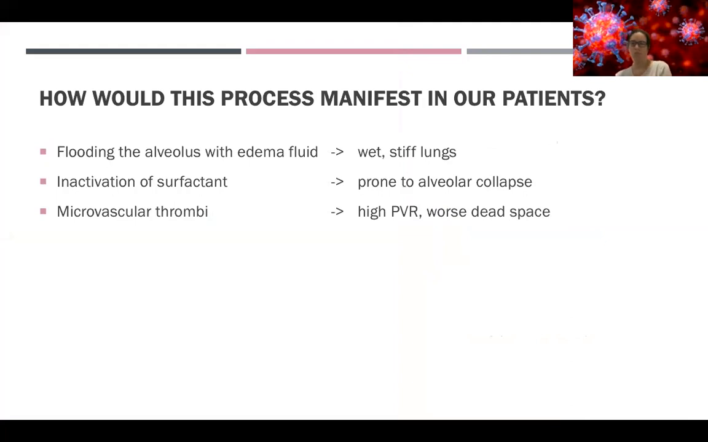So how would this process manifest in our patients? What would we see? Well, flooding of the alveolus with fluid would lead to wet and stiff lungs. And inactivation of surfactant would result in those alveoli being prone to collapse. And then lastly, the microvascular thrombi overall create a higher pulmonary vascular resistance and worsen dead space.